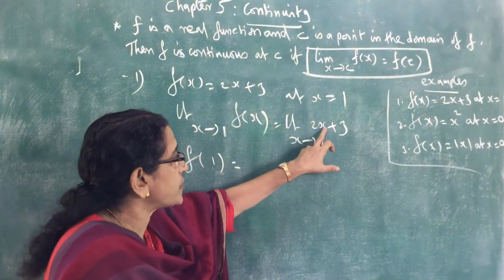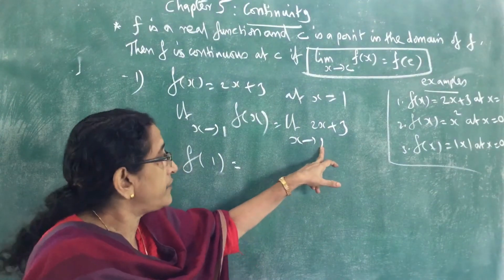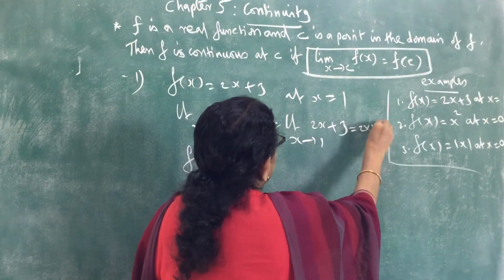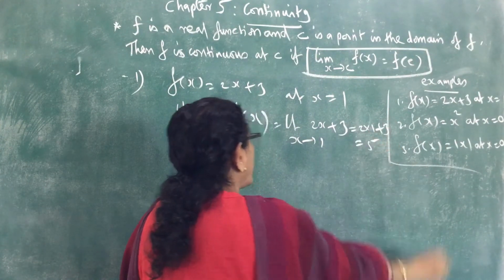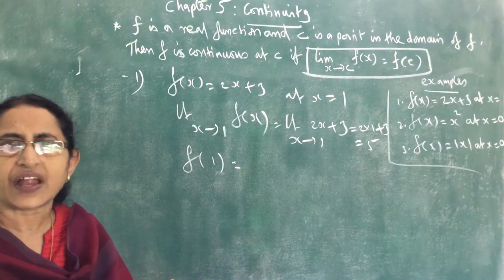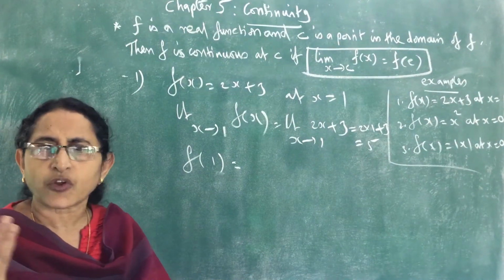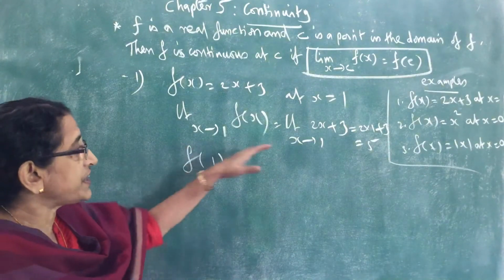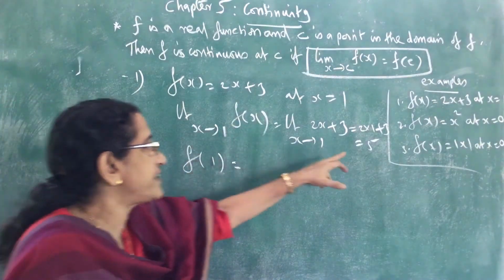So here in the place of x we are going to substitute 1. And when we substitute x equal to 1, what do we get? 2 into 1 plus 3, that is equal to 2 plus 3, 5. So it exists. It is a definite number. If we get 0 by 0 form, we have to use some other method. Now here, we got the limit of the function, that is 5.